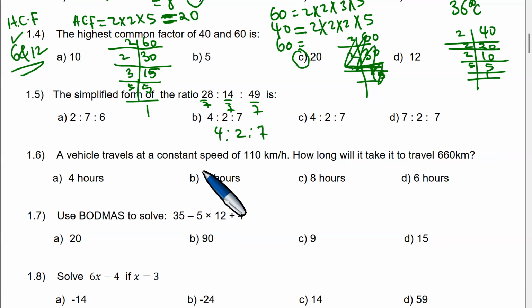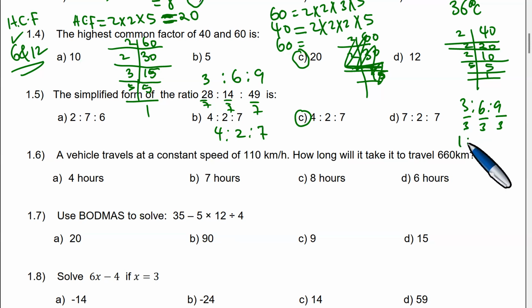So 427. It's 427 and it is C. If we change this one and say the simplified form of the ratio 3 to 6 to 9, what's the answer? 133. Please come again. 133. Obviously, when I take the ratio 369, you can divide by 3. 3 divided by 3 is 1. What is 6 divided by 3? So it is 123.